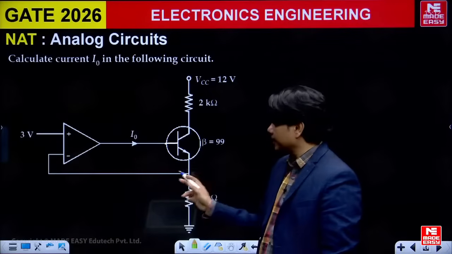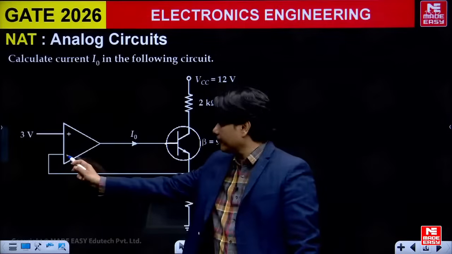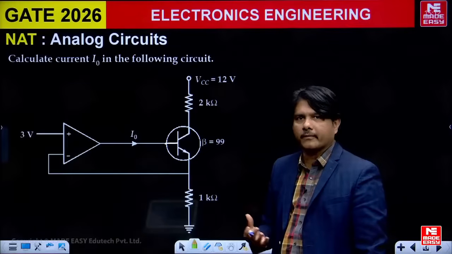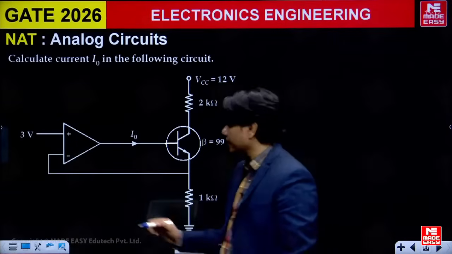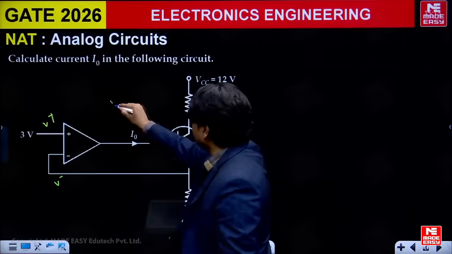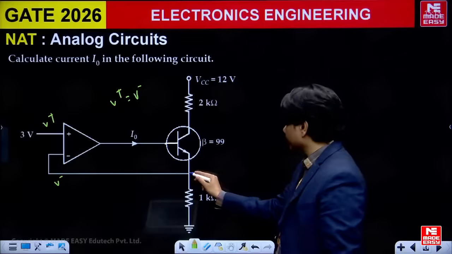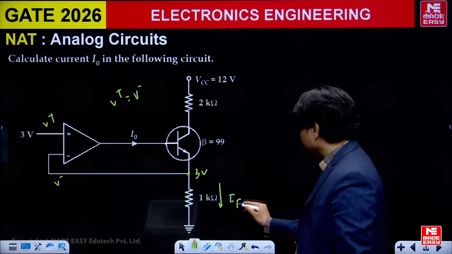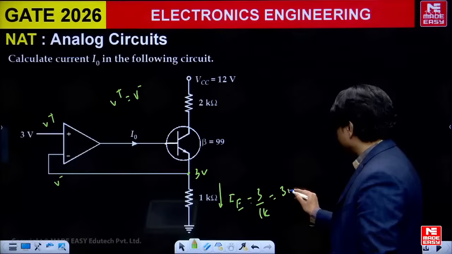When it works in the active region, we can take a closed loop analysis here, where this negative has become a feedback to this transistor at the emitter side. At the emitter side we don't have 180 degrees phase shift, so it is a negative feedback system. That confirms that if I take this as V plus and this as V minus, we can use virtual short theory, V plus equals V minus, so the 3 volts will come here. So the emitter current will be 3 by 1K, which is 3 milliamps.